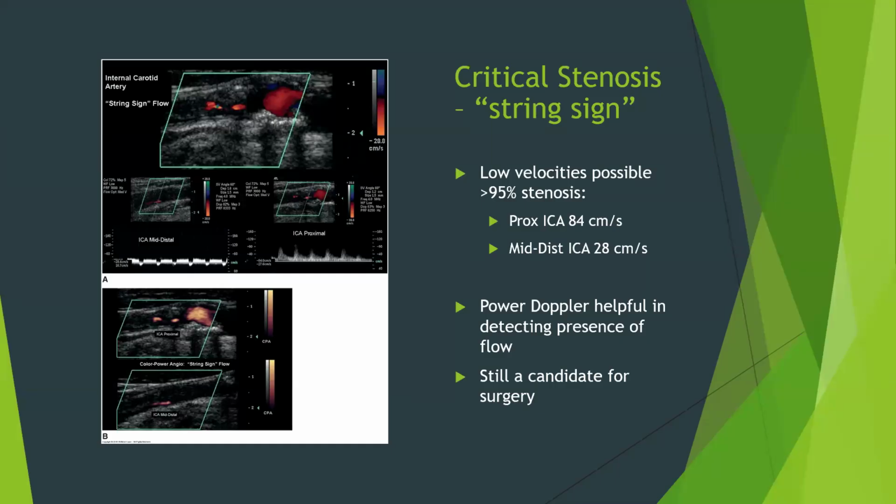So it's not that 230 centimeters per second. It's not 500 centimeters per second, right? But it's still a critical stenosis. It's probably greater than 95% at this point when we're seeing that string sign. So again, color power Doppler can be our friend in this case. And so that greater than 70% stenosis, these are all going to be candidates for surgery.